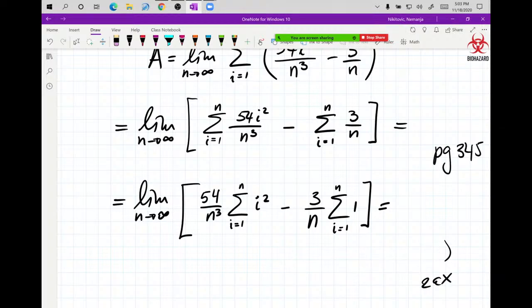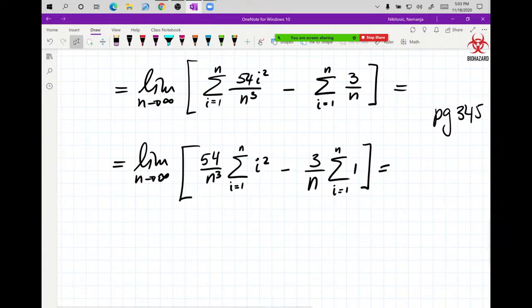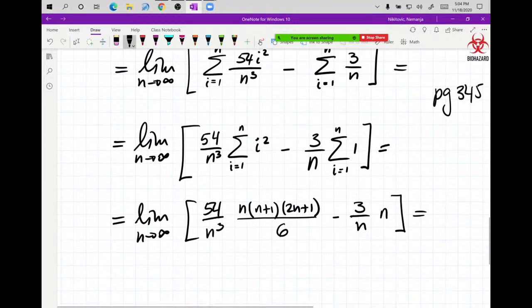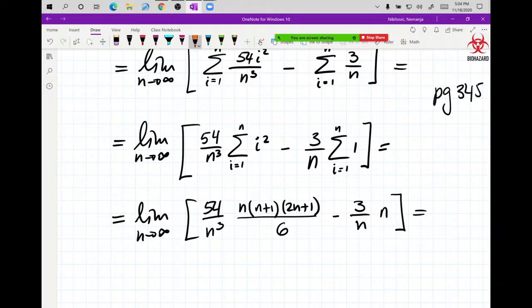So as I said, it is the same rule that we had before for all other things, right? So now, when you use the formulas provided in the textbook on page 345, the summation of i squared turns into n times n plus 1 times 2n plus 1, divided by 6, minus 3 over n, and this one becomes just n.